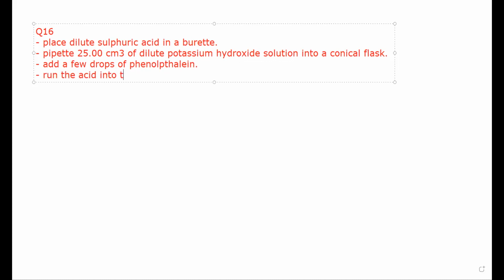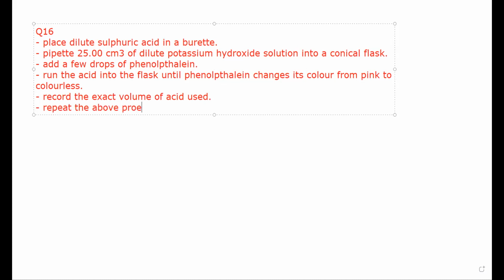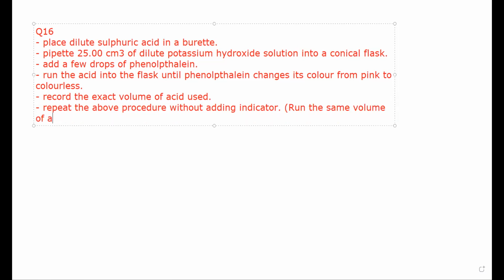Run the acid into the flask until the phenolphthalein changes its color from pink to colorless. So record the results. And do the same procedure again, but without the indicator. Without indicator, which means run the same volume of acid into 25.0 cm³ of alkali, but this time without indicator.